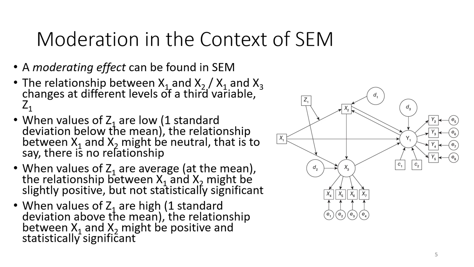So we're moving a level up in terms of that moderating variable. And when values of Z1 are high, so now we're looking at one standard deviation above the mean, then we might find that the relationship between X1 and X2 is positive and statistically significant. So what this means is that there is no one relationship between X1 and X2. The relationship between X1 and X2 depends on the level of some third variable, in this case, Z. That would be an example of testing a moderating effect.